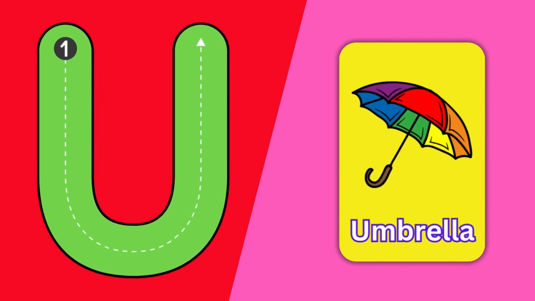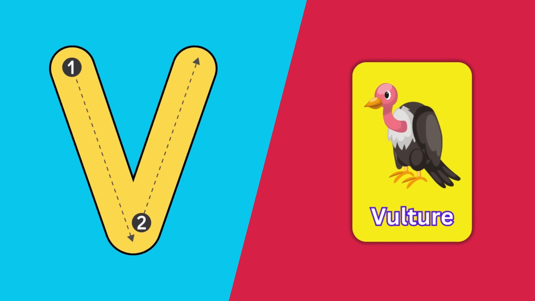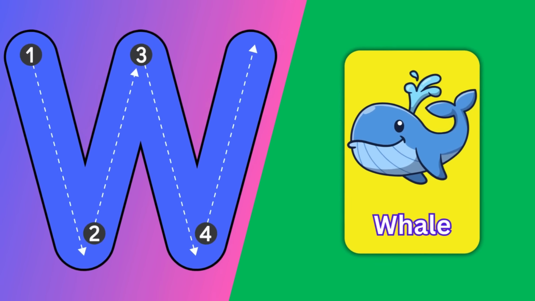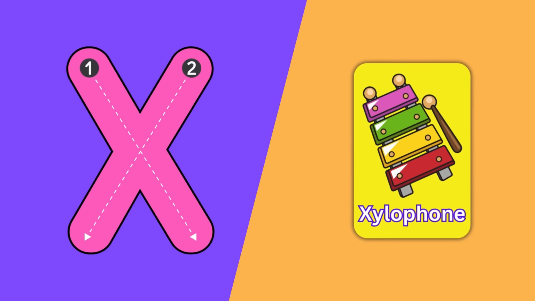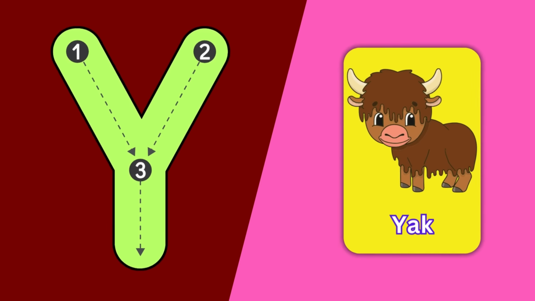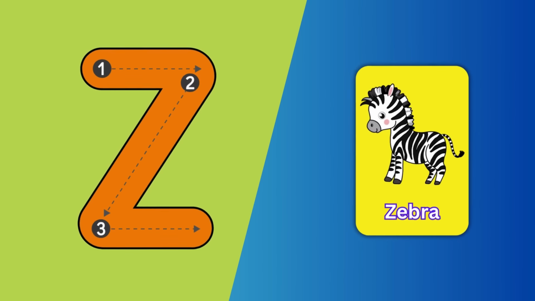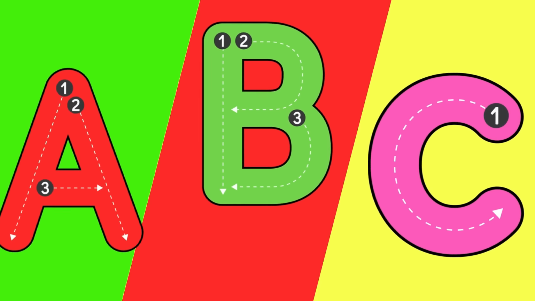V is for vulture. W is for whale. X is for xylophone. Y is for yak. Z is for zebra.